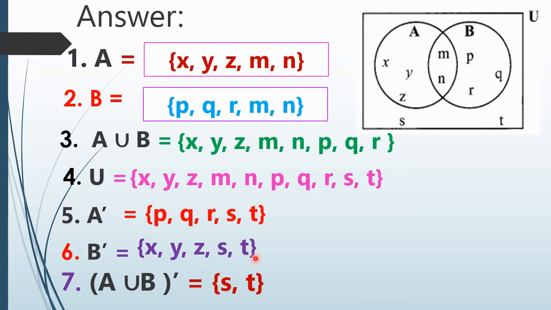Question number 7, A union B dash. So we have to write A union B dash. So that is those elements not present in A union B. We will write that in A union B dash. So that is S, T in curly brackets.